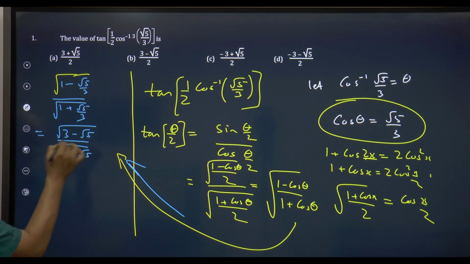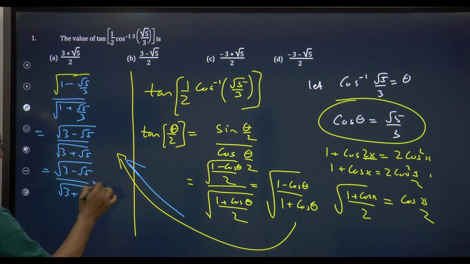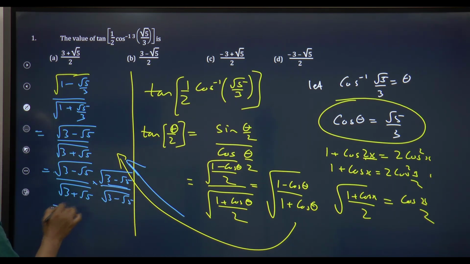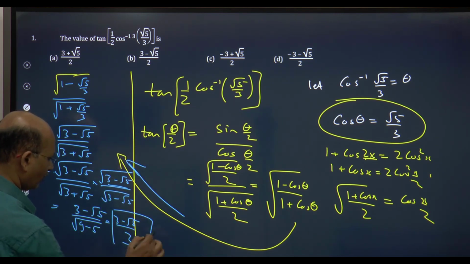Now if I rationalize the denominator, this will become square root of 3 minus root 5 upon 3 plus root 5 into 3 minus root 5 upon 3 minus root 5. Upon a plus b, a minus b inside the root sign is a square minus b square. So it will be square root of 9 minus 5, which is equal to 3 minus root 5 upon 2. So I think I am very clear, my B option is the right option.